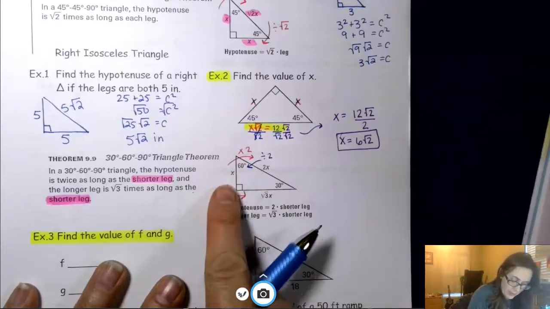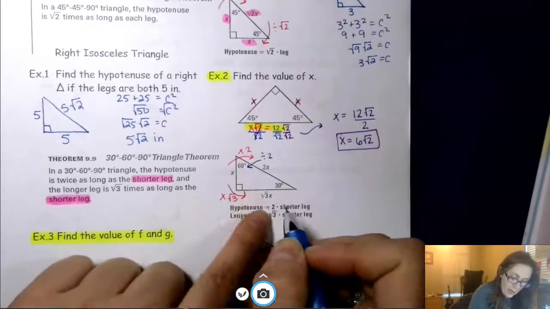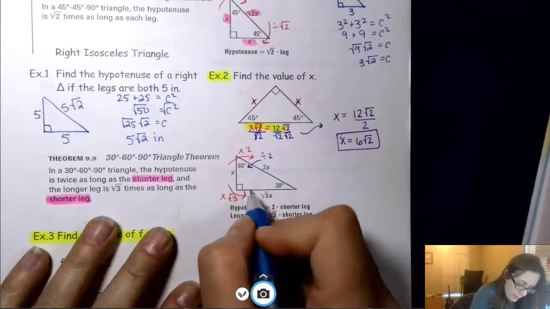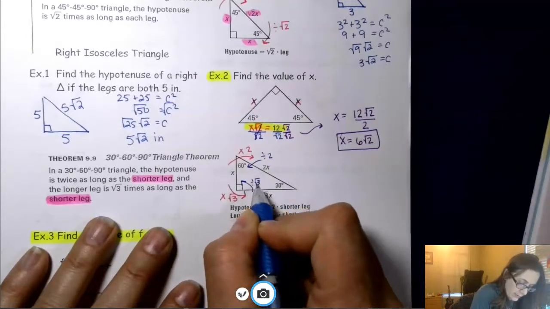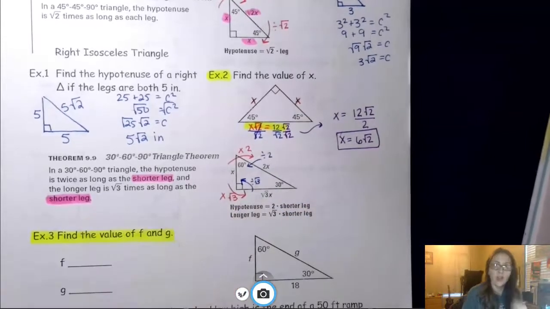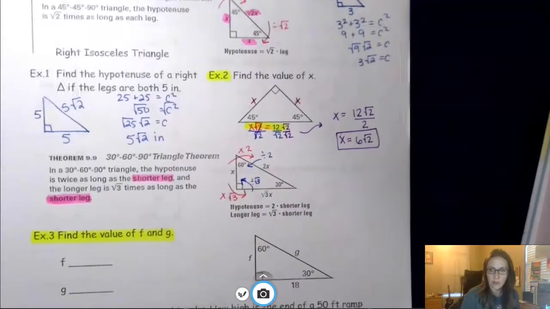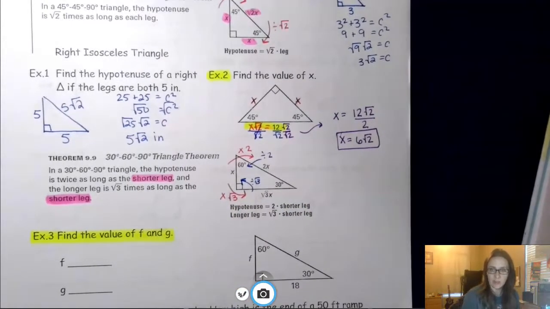And then again, once I'm here, I go here. If I have the longer leg, I'm going to divide by root 3 to get the shorter leg. If you don't have the shorter leg, that's the first thing you want to solve for.